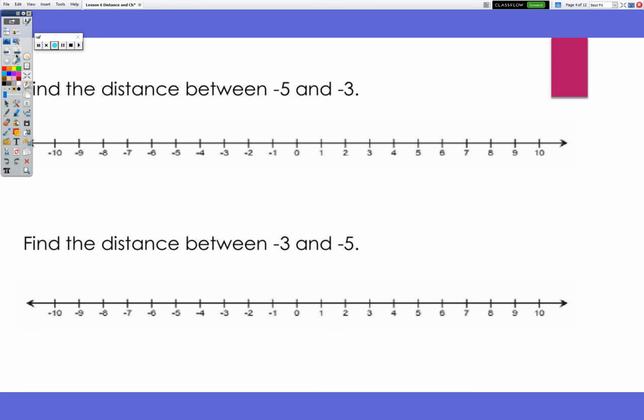Okay, now we're going to look at the distance between -5 and -3. So I'm going to plot a point at -5. I'm going to plot another point at -3. The distance between -5 and -3 is 2 units. If I want to find the distance between -3 and -5, I'll plot a point on -3, plot a point on -5, and same 2 points, just in a different order. The distance between them is the same, 2 units.